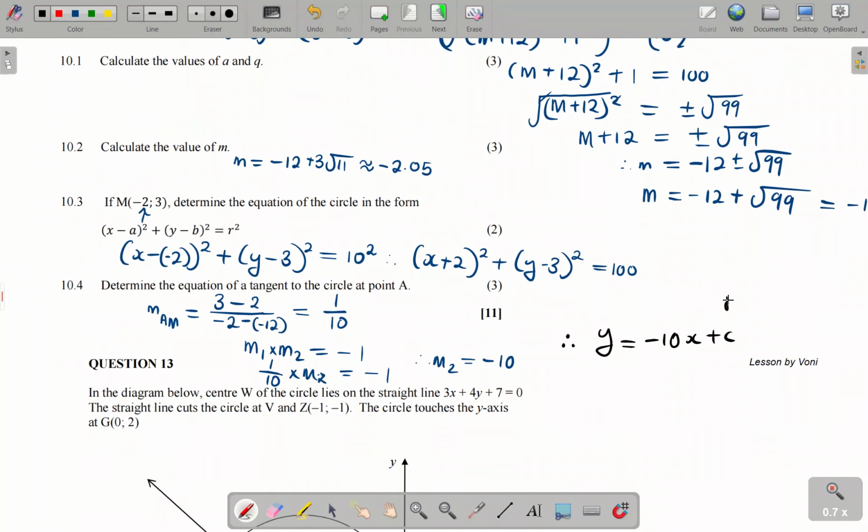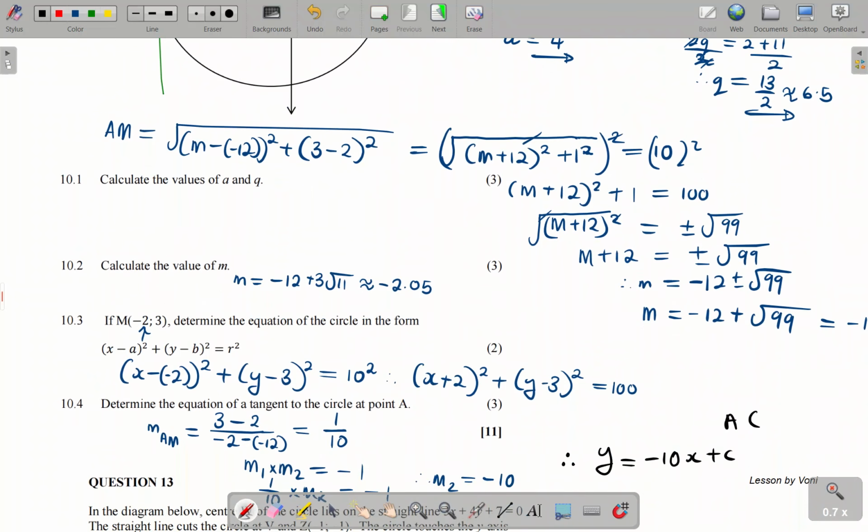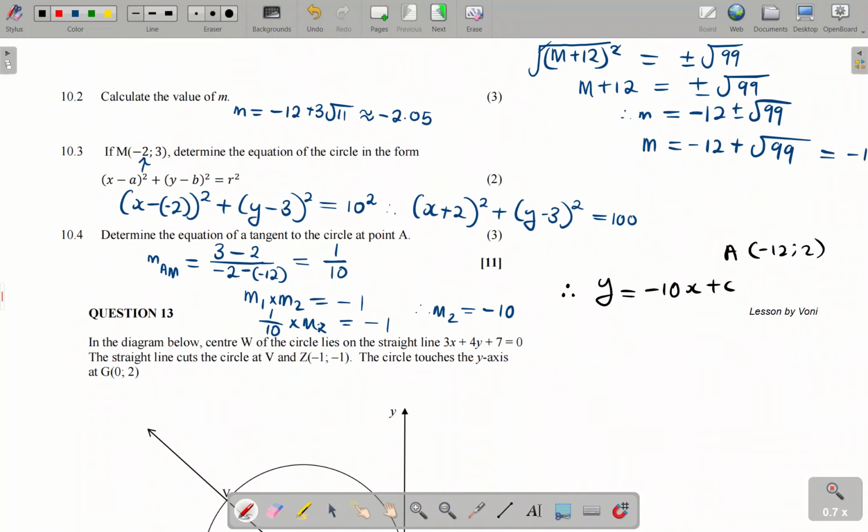So now point A is what? It's -12 and 2. So now I'm just going to say this is my x, this is my y. So your y is 2, which equals -10 times your x, which is -12, plus c. So therefore your c is just the summation of those. So negative 10 multiplied by negative 12, I have 120. So now I will say 120.